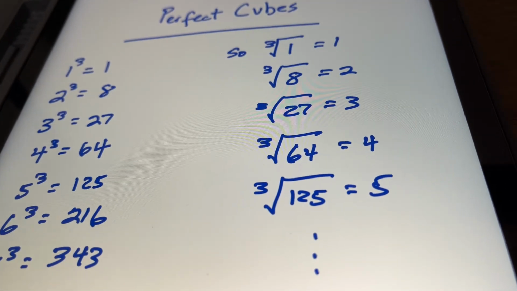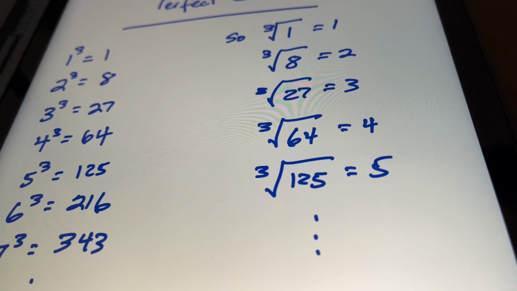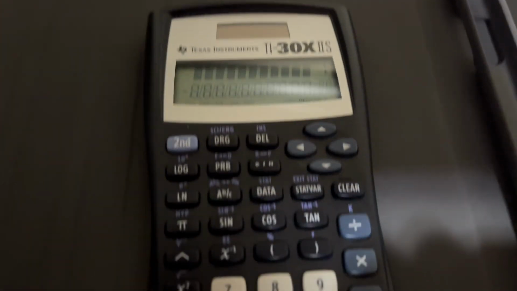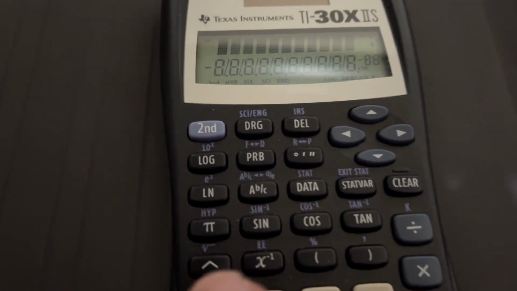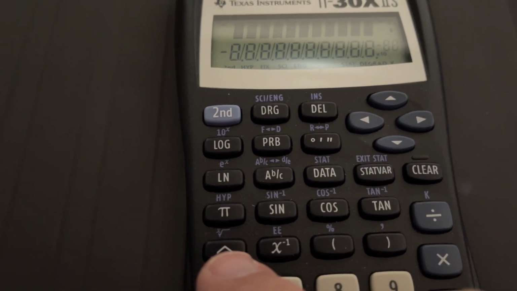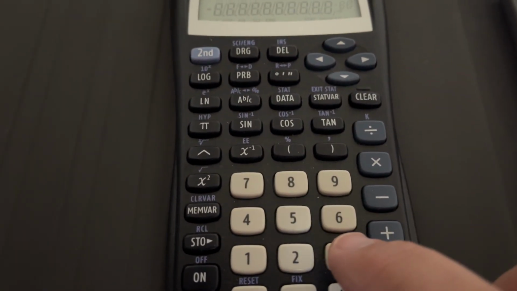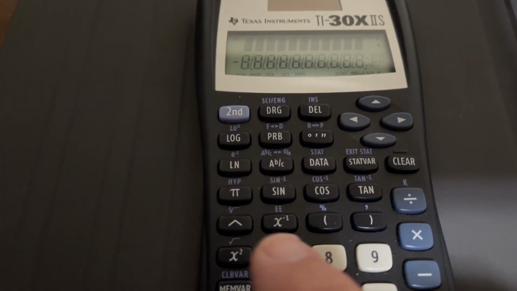So the cube root of 64 is 4, the cube root of 125 is 5, and on and on like that. Let me show you on the calculator. Let's suppose I wanted to do the cube root of 343. You see this button right here? This is a generic root button, and it says X root. So if I want to do a cube root, I push 3 first, so I have 3 in there, and then I get to that feature.